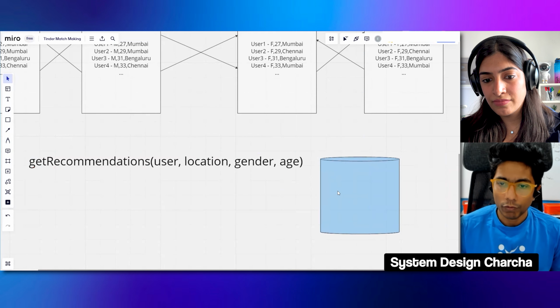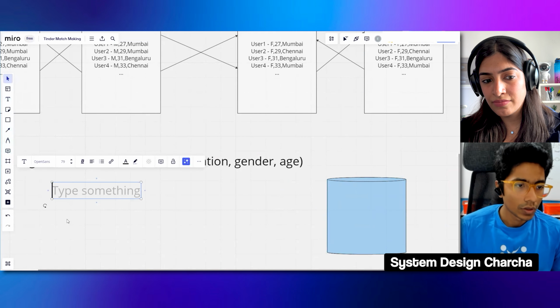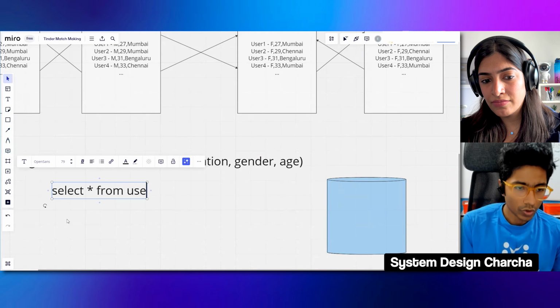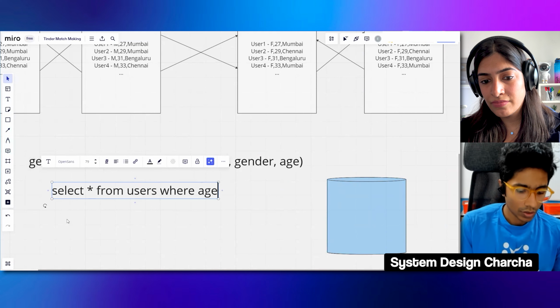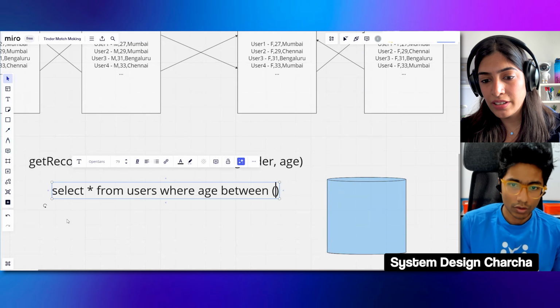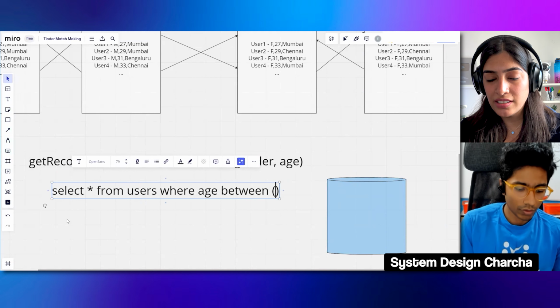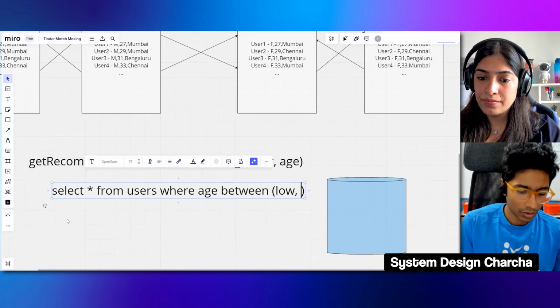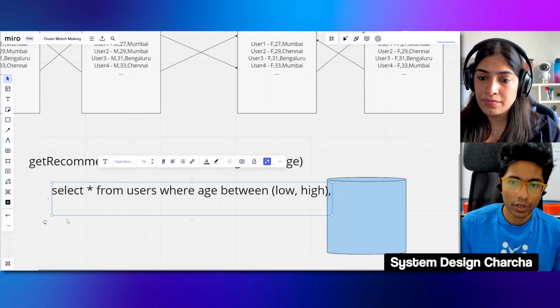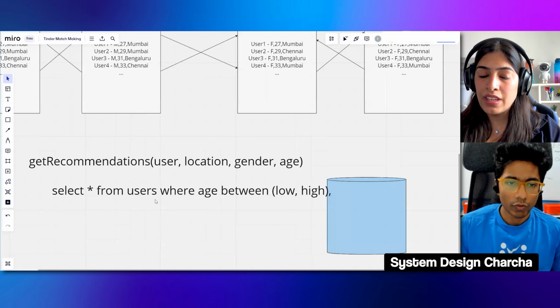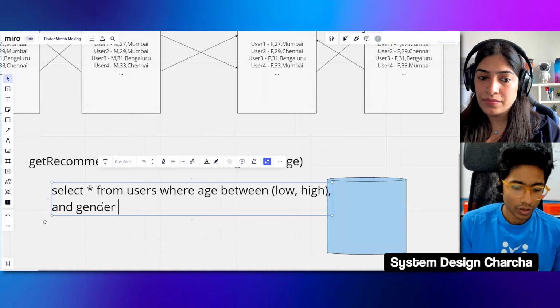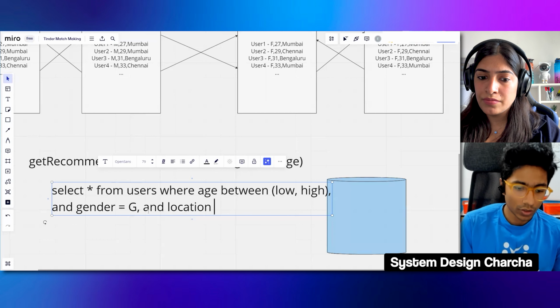So it would be perfect if we hit our database and did a select star from users where age is between age minus 10 and age plus 10, low and high. Maybe they can give it as a preference. We also mentioned gender, right? And gender equal to G, and we have their age and location.